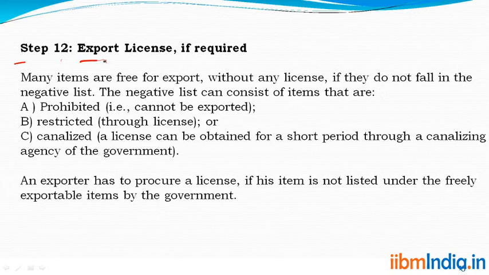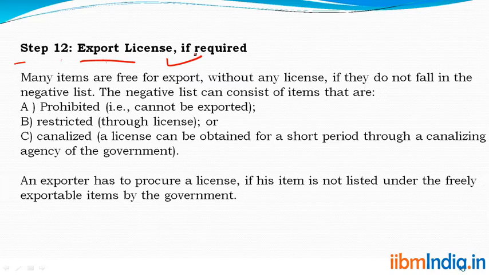Step 12, export license if required. Many items are free for export without any license. As we know, there are numerous products where no license is required, if they don't fall in the negative list. The negative list consists of items that are prohibited, which cannot be exported, or restricted, which require a license. Prohibited products cannot be exported; for restricted ones, you require a license for those products and services. A canalized license can be obtained for a short period through a canalizing agency of the government.